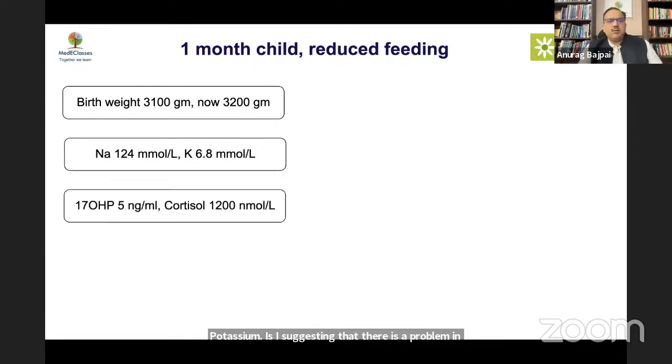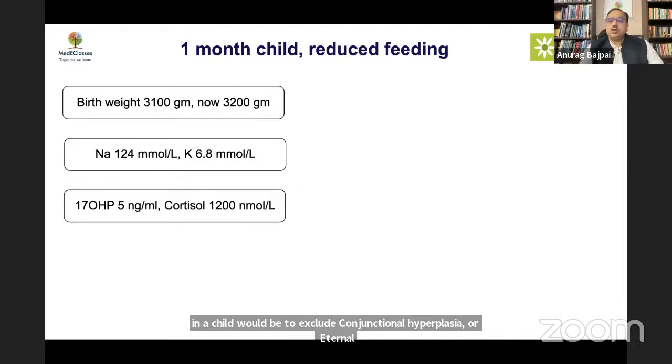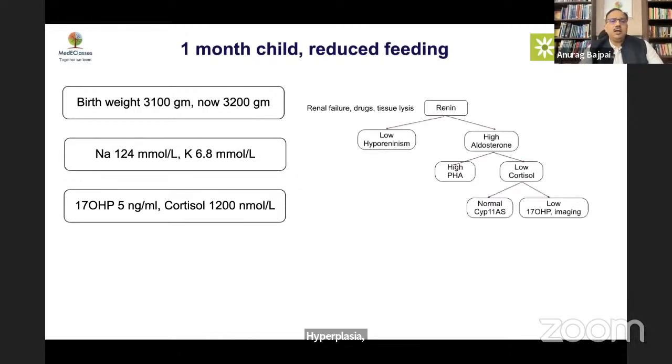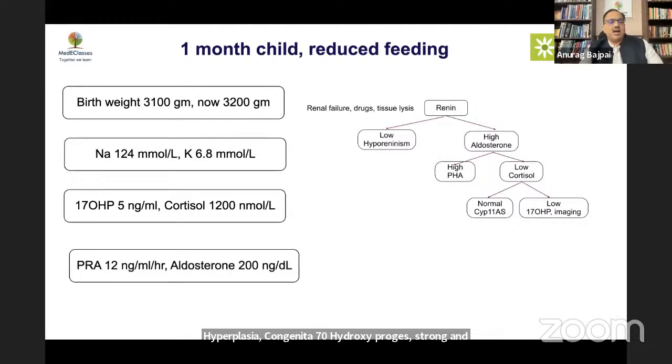Now, further workup, of course, the first thing you will consider in a child would be to exclude congenital adrenal hyperplasia or adrenal hypoplasia congenita. 17-hydroxyprogesterone and cortisol levels were both normal. Now, if we go further in our algorithm, we found that PRA and aldosterone levels were high. So we had a child who had a high aldosterone, and despite that had hyponatremia and hyperkalemia, indicating that we are dealing with an aldosterone resistant state. So this led to the diagnosis of quote-unquote pseudo-hypoaldosteronism.